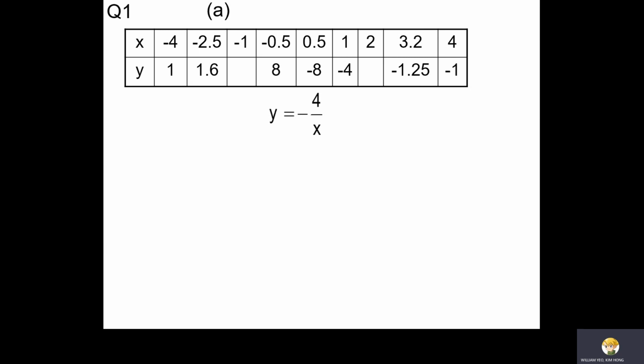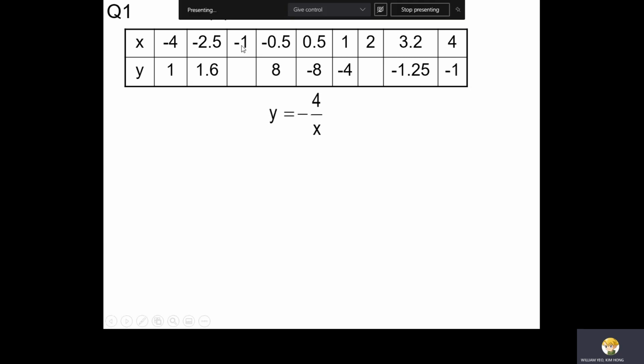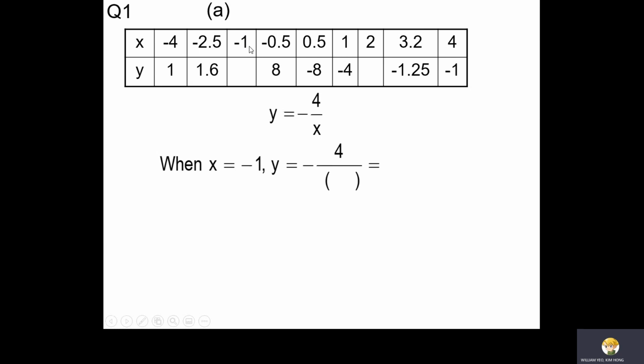You just have to substitute these 2 x values here and see what is the y that you get. Let's say for this one, x is negative 1. So we substitute negative 1 as the x here. So we have negative 4 over negative 1. This is a very simple calculation. You will get 4. Then you fill in this empty space with 4.